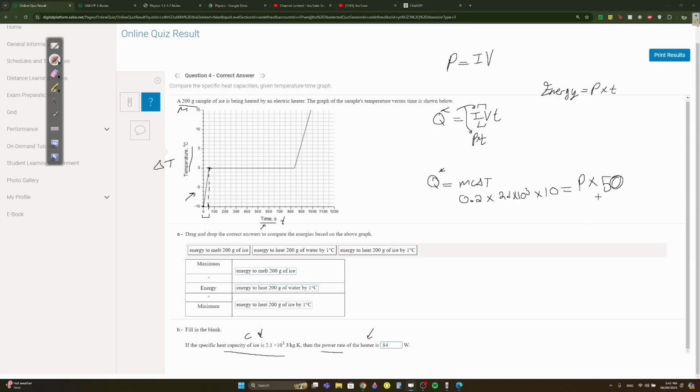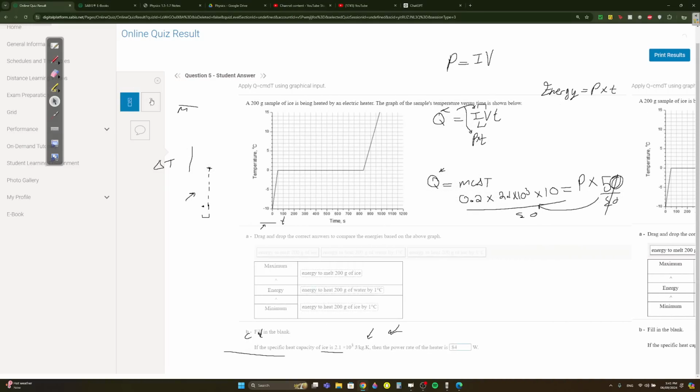Can we find the power? Of course we can. Just divide by 50 on both sides. You're going to get that power is equal to all of this divided by 50, and you're going to get 84 watts. Yes, 84 watts. Question 5.